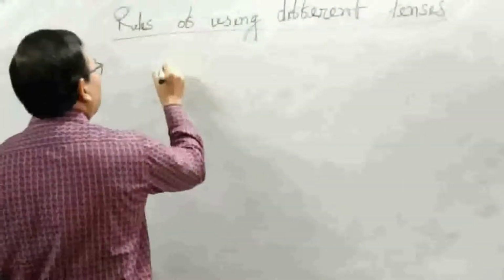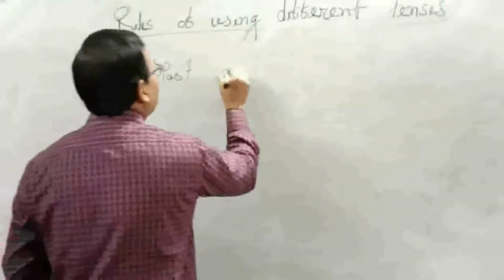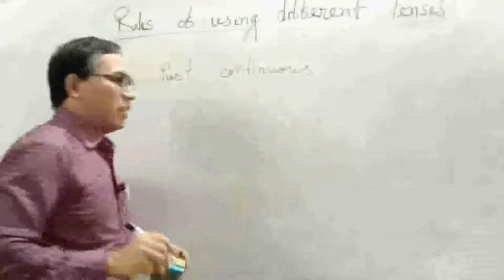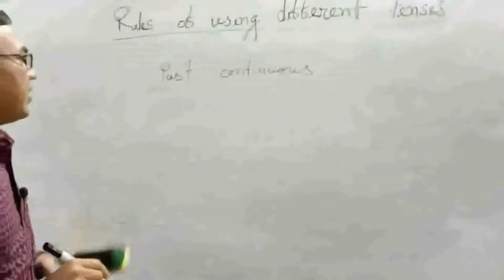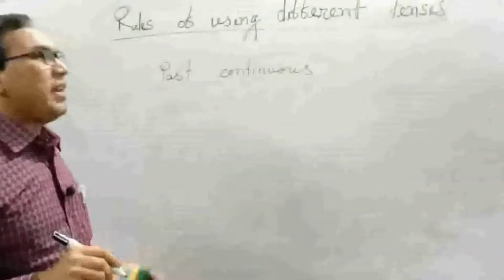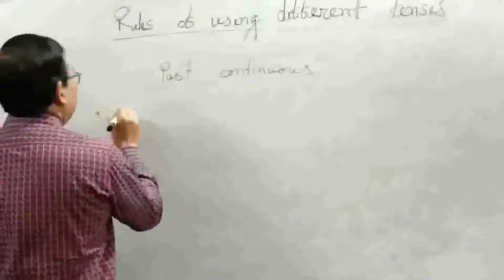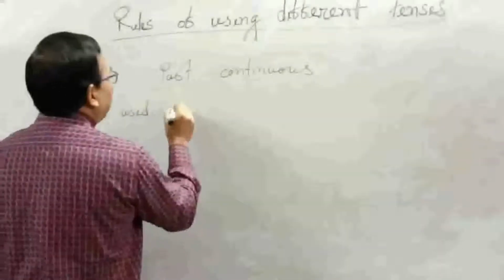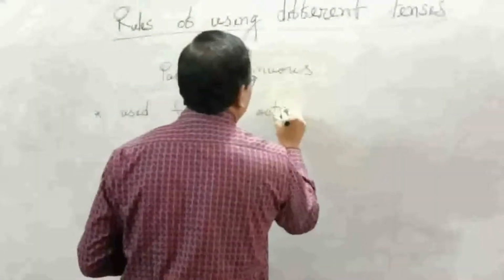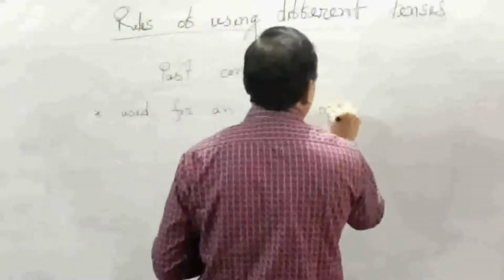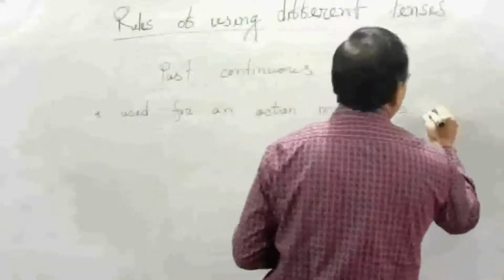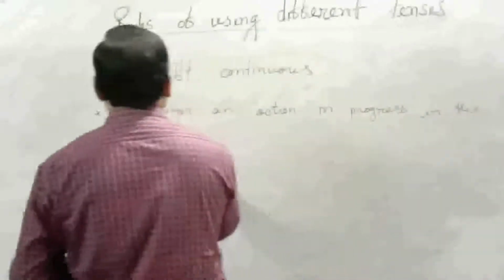Now the past continuous. Past continuous tense is used for an action happening in the past, an action in progress in the past.